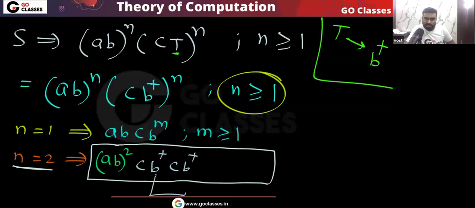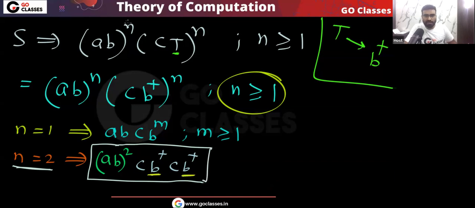Now tell me, this b plus and this b plus, do they have anything to do with each other? Will they repeat the same number of times? No. This can repeat 2 times, this can repeat 4 times, this can repeat 10 times. Yes or no? This b plus and this b plus have nothing to do with each other.